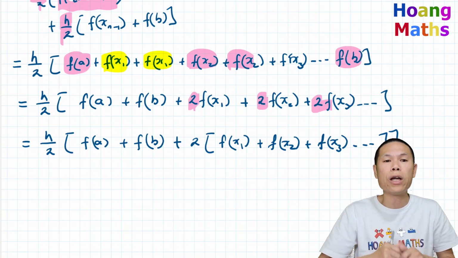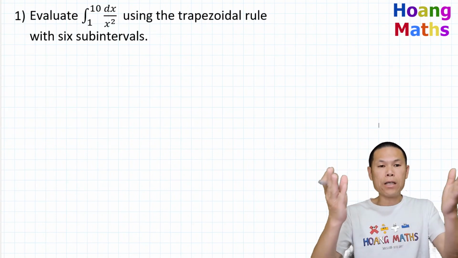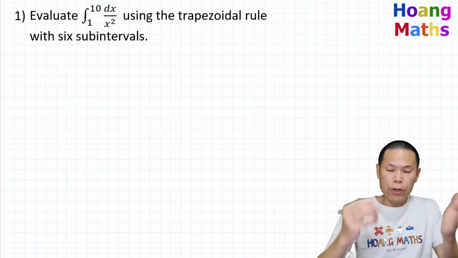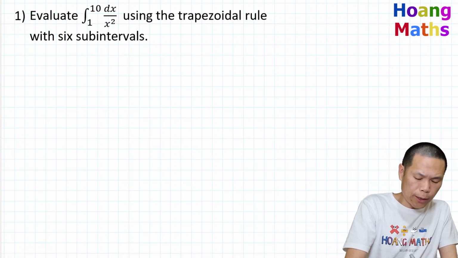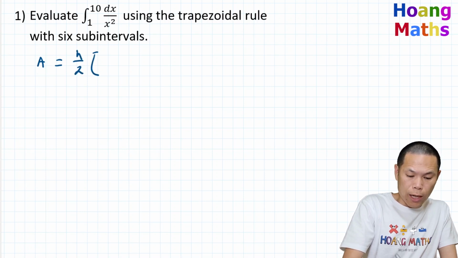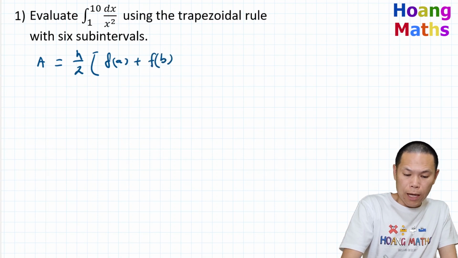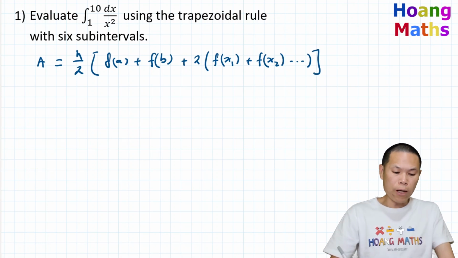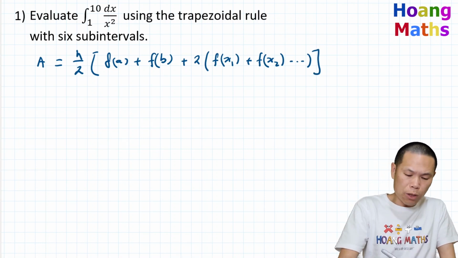Let's go through an example. First of all, to work this out we need to know the rule. The rule is: area is equal to h over 2, times f of a plus f of b, and we add 2 times f of x1 plus f of x2, and so on. Keep that in mind. Now to work this out, let me just write this first.